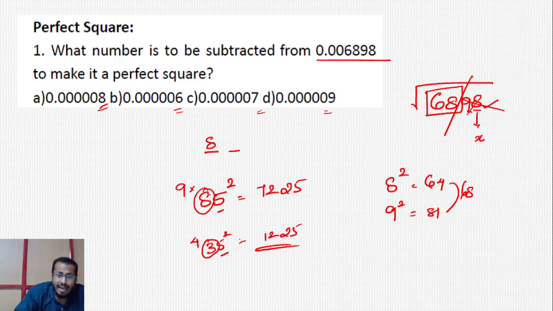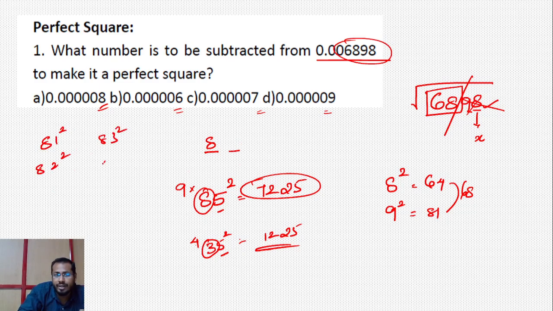So here I understand one thing: 85 square is 7225, correct? But we got only 6898, which is less than 85 square. So our answer will be 81 square, 82 square, 83 square or 84 square. So first subtract this value and get the answer.